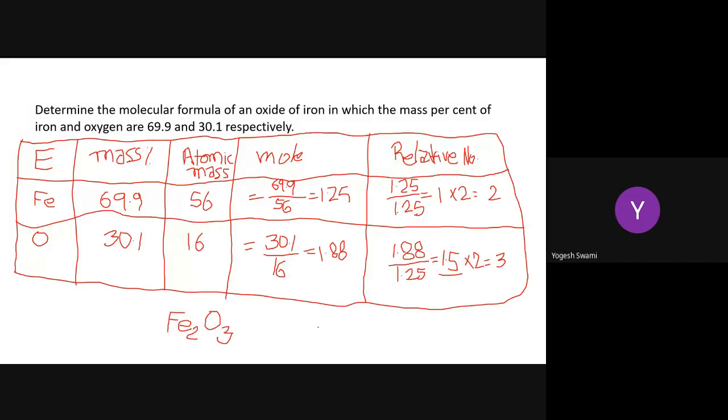So the molecular formula of this iron oxide is Fe2O3.